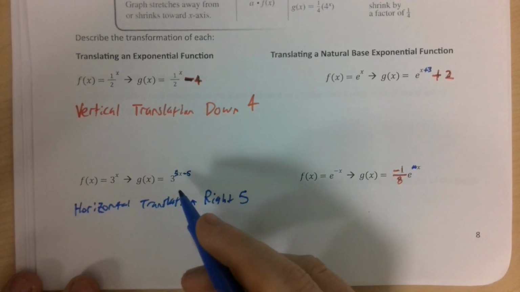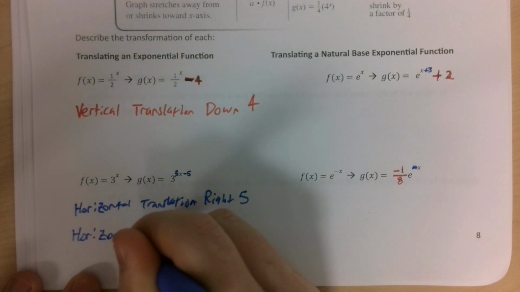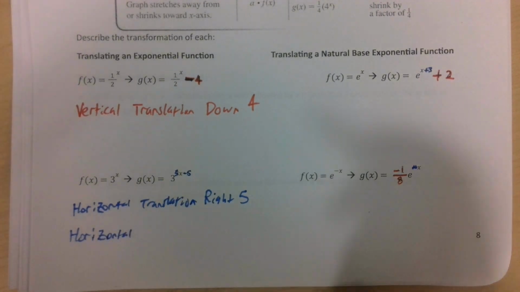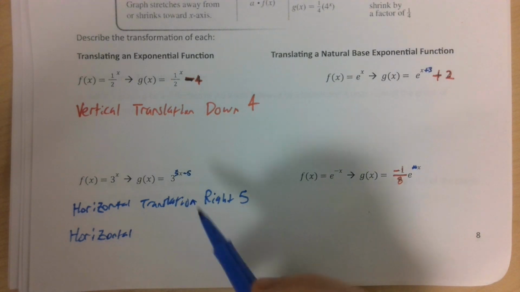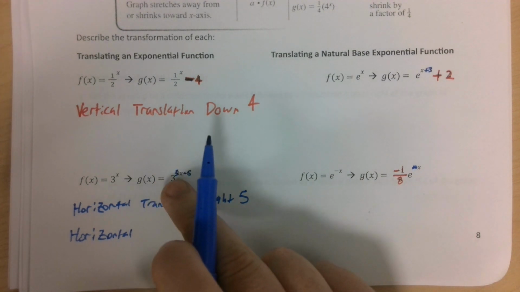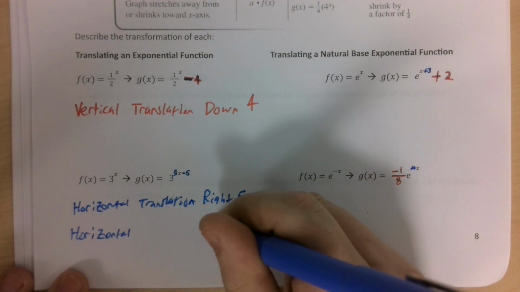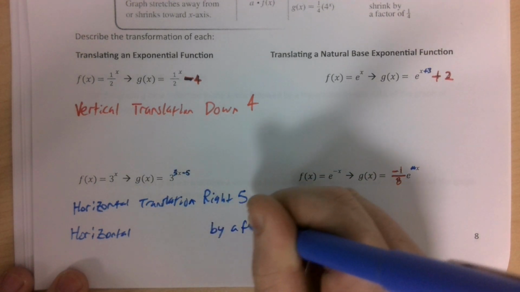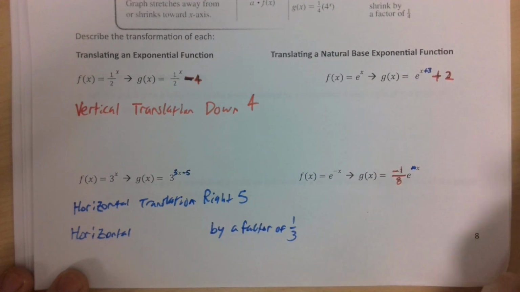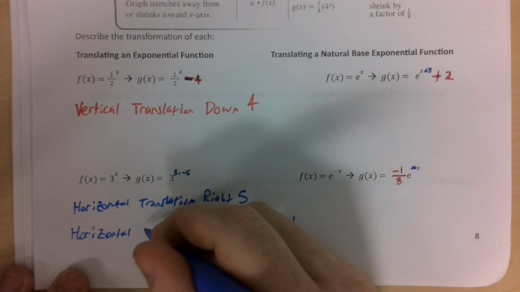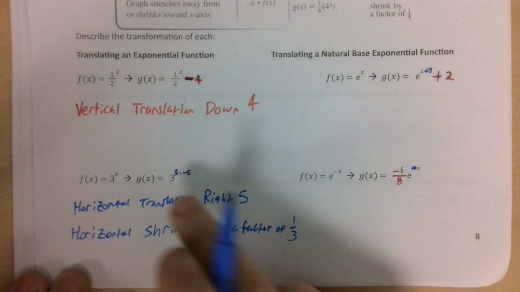The 3 that's multiplying the x, once again tells us that it'll be horizontal, but be careful. Horizontal stretches and shrinks use the opposite numbers from what they're supposed to be. So this 3, because it's horizontal, we know should actually be a factor of 1/3. This is going to be a horizontal shrink by a factor of 1/3 because it's the opposite.